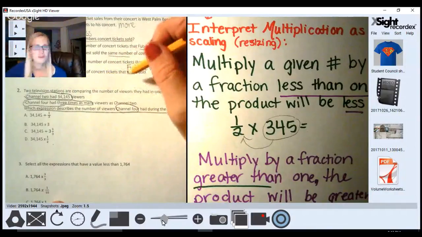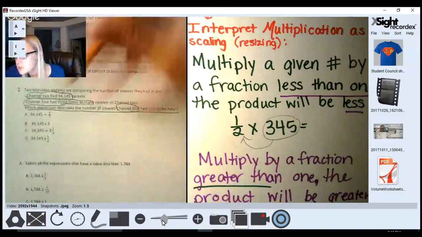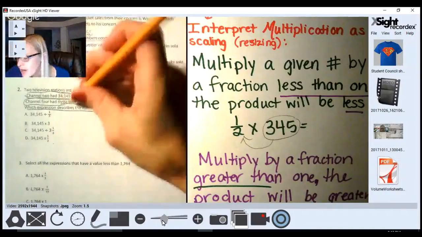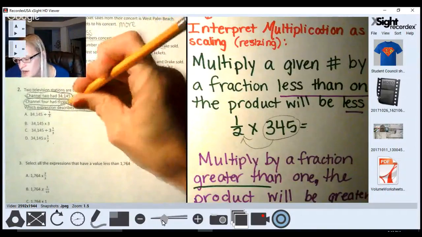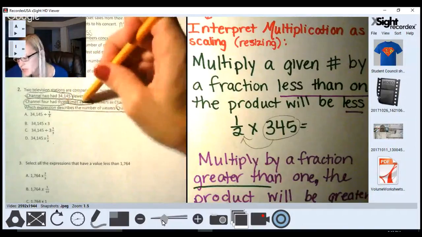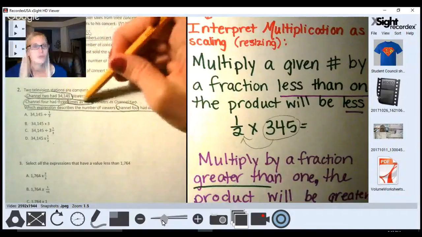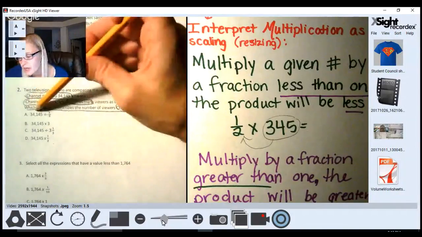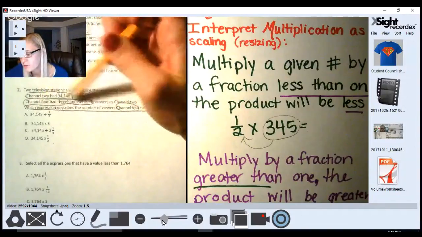And then I want to look for any operation words, what I might see. So operation words on this. Oh, times as many, which tells me I want to do 3 times as many as Channel 2. So I find Channel 2's and do 3 times as many. So let's look. Would A be correct? Would A show Channel 4 having 3 times as many?